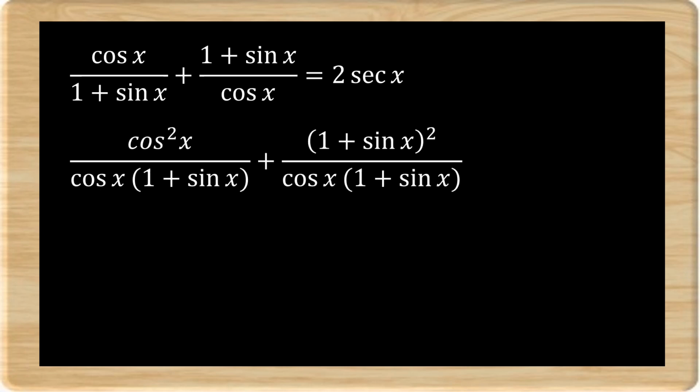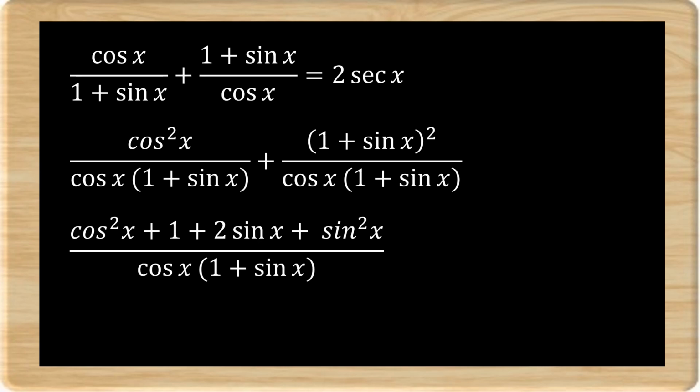So if I do that, I end up with cosine squared x over cosine x times the quantity 1 plus sine x, plus the quantity 1 plus sine x squared over cosine x times the quantity 1 plus sine x. Once you have a common denominator, you can add the numerators together. Now that 1 plus sine x quantity squared, you need to FOIL that. After you FOIL that, you end up with 1 plus 2 sine x plus sine squared x. So our numerator becomes cosine squared x plus 1 plus 2 sine x plus sine squared x.